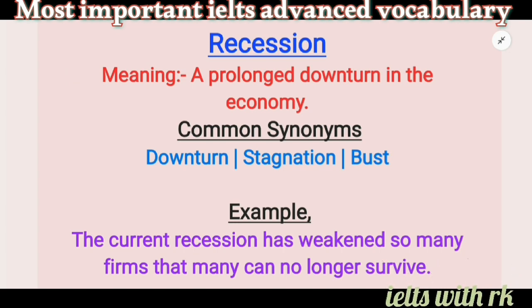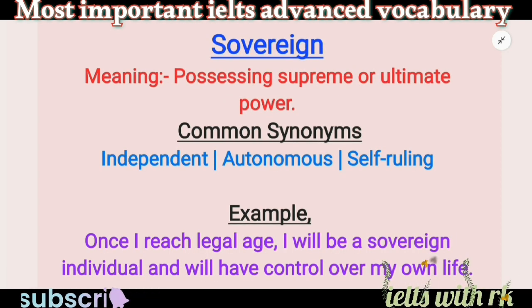Recession. A prolonged downturn in the economy. Downturn. Stagnation. Bust. The current recession has weakened so many firms that many can no longer survive. Sovereign. Possessing supreme or ultimate power. Independent. Autonomous. Self-ruling. Once I reach legal age, I will be a sovereign individual and will have control over my own life.